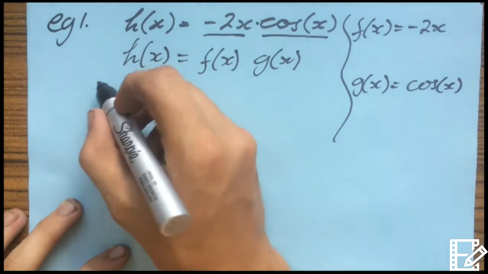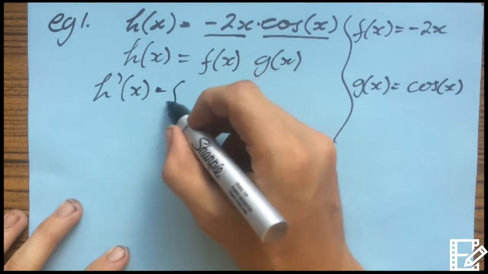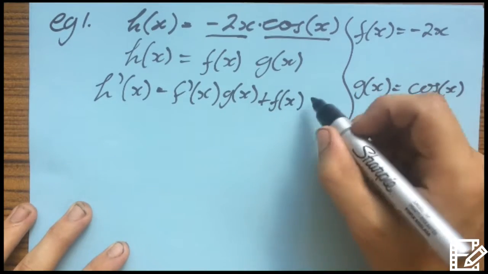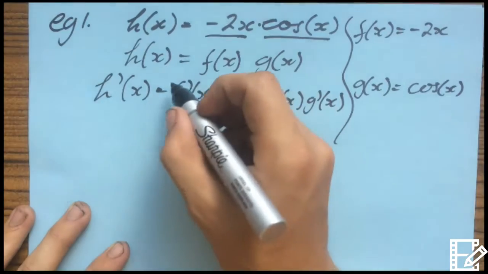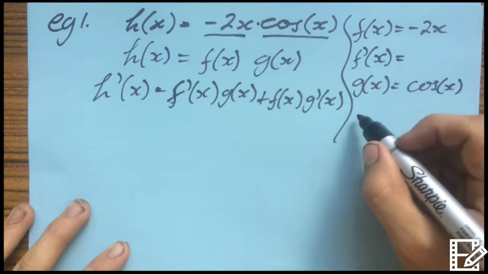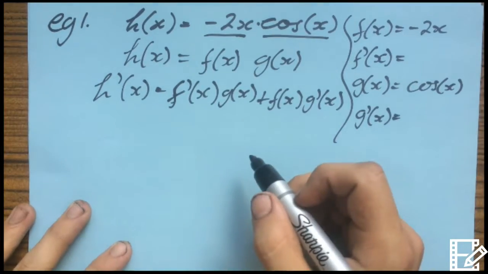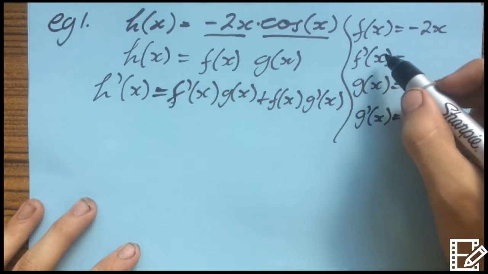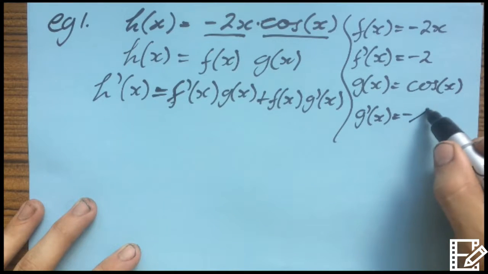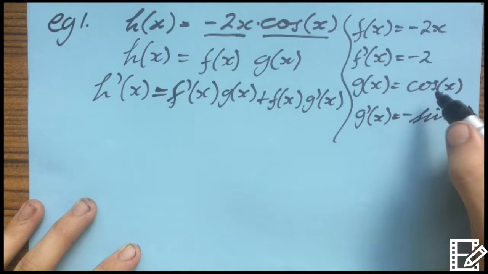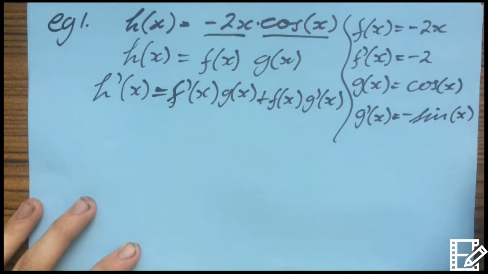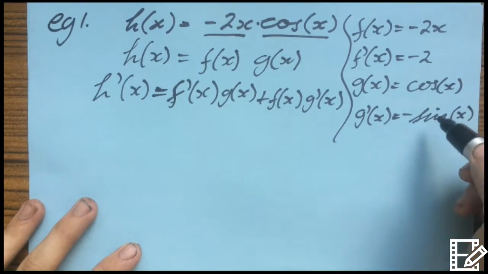Now, to derive this, put in the rule: derivative of the first function multiplied by the second function plus the first function multiplied by the derivative of the second function. So we need to find the derivative of the first function and the derivative of the second function in order to complete this. The derivative of f(x) is just negative 2, and the derivative of g(x) is negative sine x, because cos x goes to negative sine, goes to negative cos, and negative cos goes to positive sine, and so on. But in this case, cos goes to negative sine.